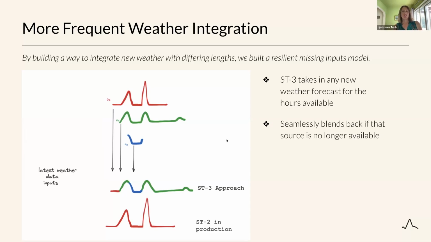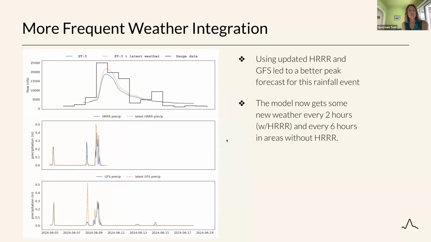So what's the impact of this? I'll show one example here from a site, this is in June. ST3 there in the blue is everything up without that latest weather patchworking together. The orange line is when we are able to get the latest precip and temp forecast from each of those sources. We end up higher on the peak, better on that peak flow over this event. This is a pretty big event, going from basically 0 to 25,000 CFS.